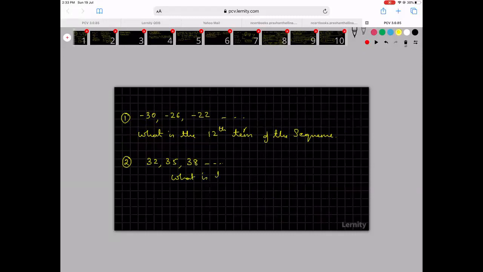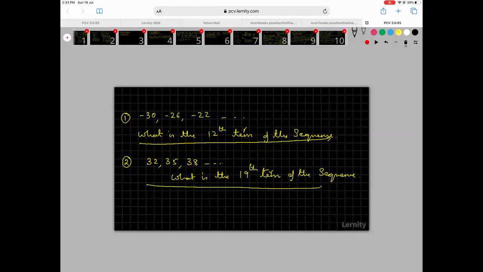What is the 19th term of the sequence? What is the 12th term? What is the 19th term? So here I want you to find out T12. Here I want you to find out T19.